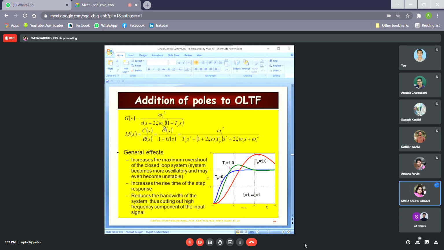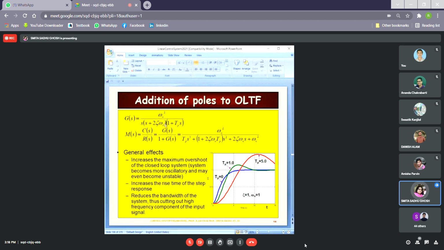So for a standard second order system, the open loop transfer function is given by this. When you close the loop, it gives you your second order closed loop transfer function. Now, what is done over here is that one pole has been added to the open loop transfer function. The location of the pole is at minus 1 by Tp, isn't it? Because here it is in the time constant form, and the term shows you 1 plus Tp s, right?